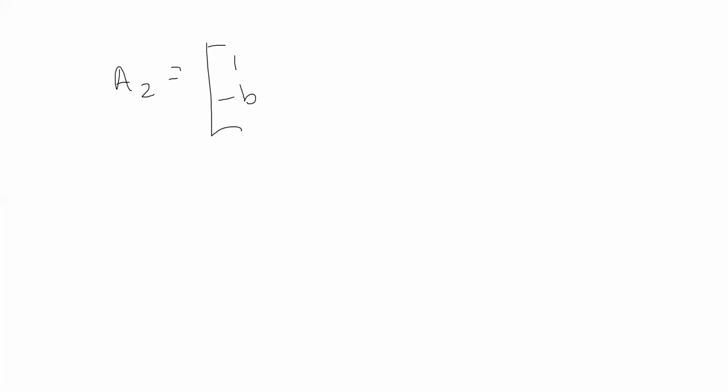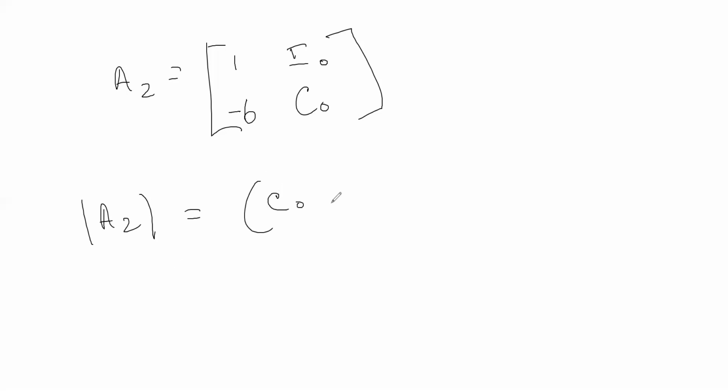Sorry, my bad. Let me rewrite it. It was, yes, 1 minus b. So the first column remains as it is. Second column now replaced with the vector of constants. Now let's take the determinant of A2, which is C naught plus b I naught, or you can write it as b I naught plus C naught, as there is a plus sign, right?